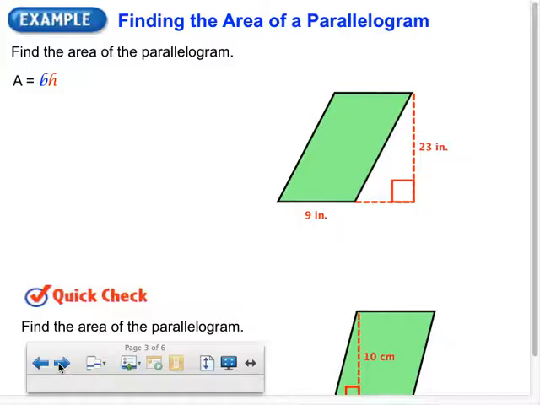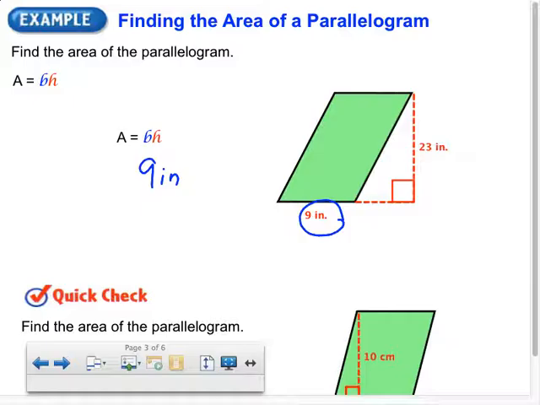Okay, so I give you the formula. Here's the formula. Now, can somebody tell the class what is the base of this polygon? From the picture, you have to identify what the base is. If you don't know what the base is, you're going to be stuck. Joshua? 9 inches. Very good. So the base is 9 inches.